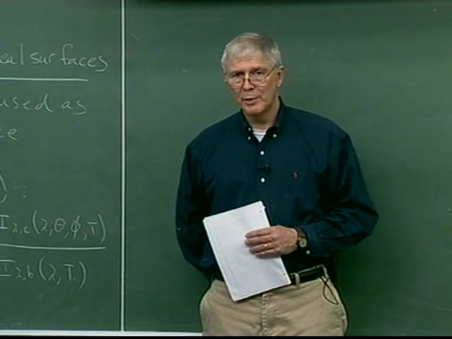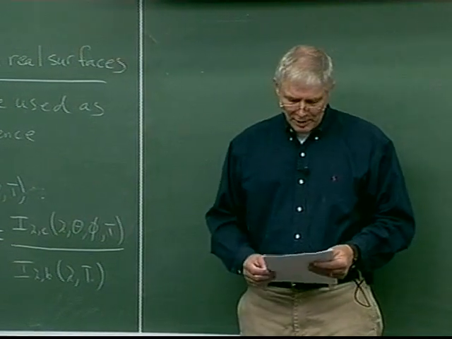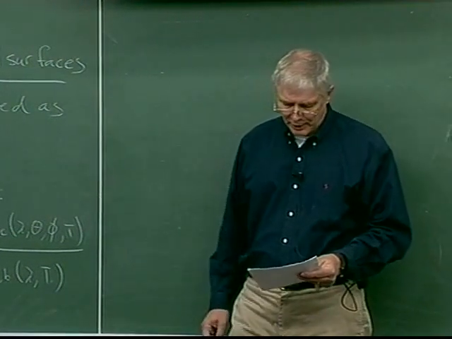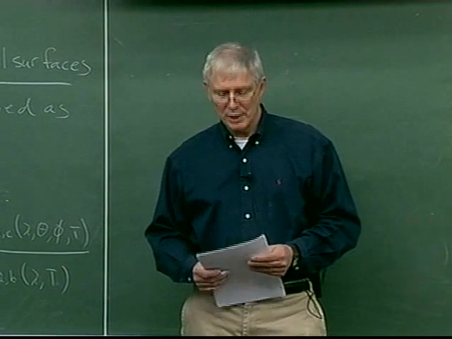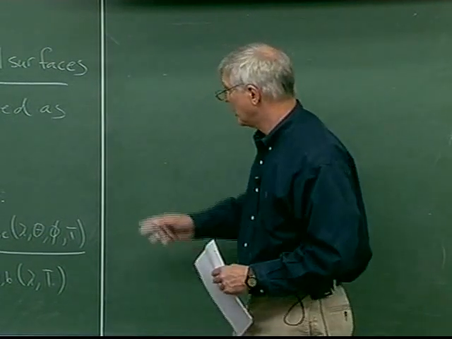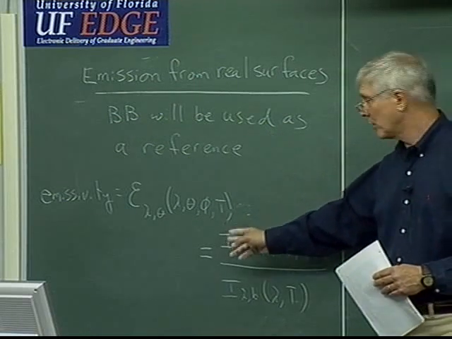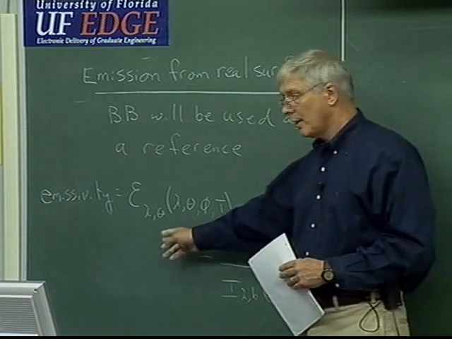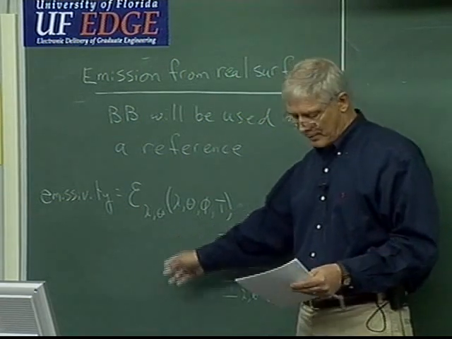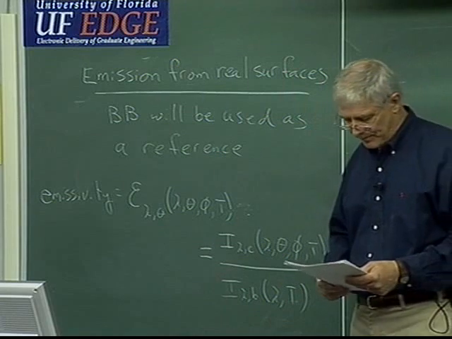Okay, next I want to talk about emission from real surfaces. A black body is an ideal emitter in that no surface can emit any more radiation than a black body at the same temperature. So therefore we're going to use a black body as a reference. And we're going to introduce a term now called emissivity, and we're going to use that to define the relation of the actual emission to a black body.